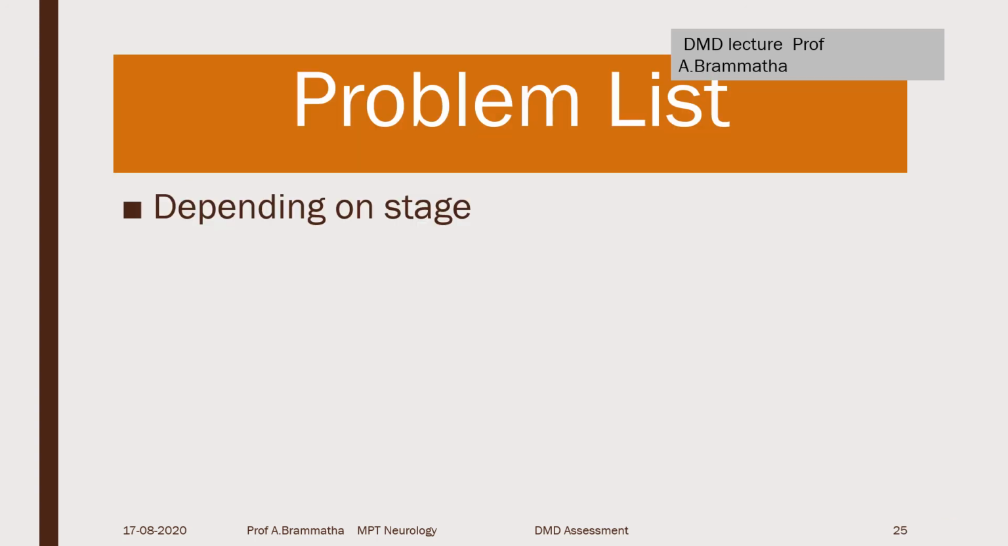Now the problem list. The problem list depends on the stage of progression of the disease. So in the ambulatory phase, there is inability to stand or sit or walk, not able to reach for overhead objects, difficulty in taking the objects, maybe in late ambulatory, difficulty in manipulating the objects, difficulty in doing ADL. This is how the problems vary, but ultimately muscle weakness is the primary problem.